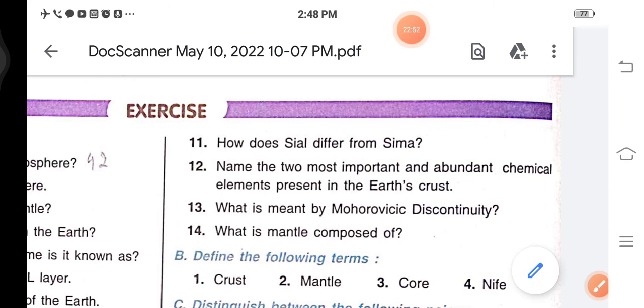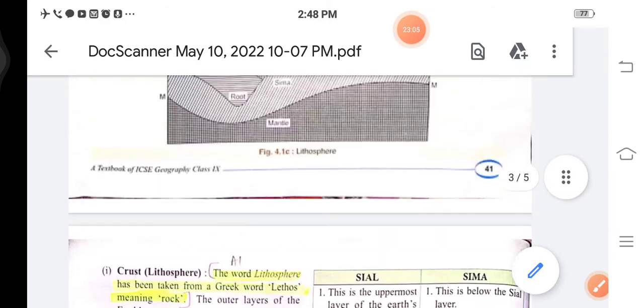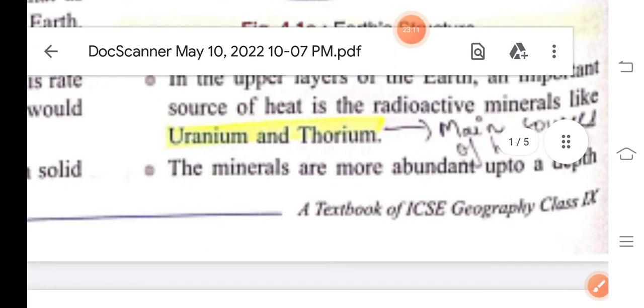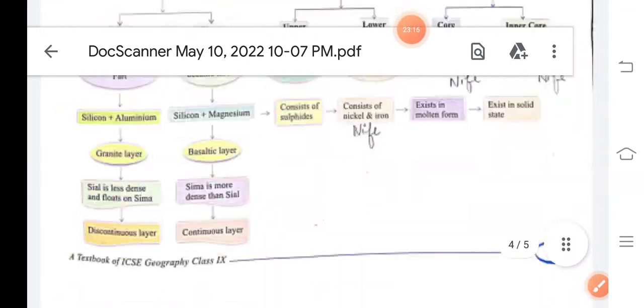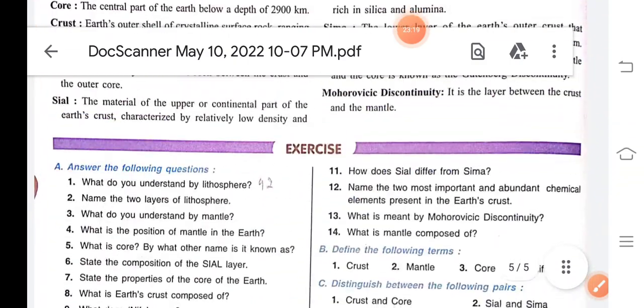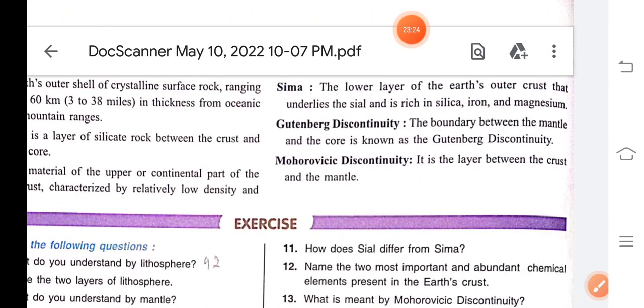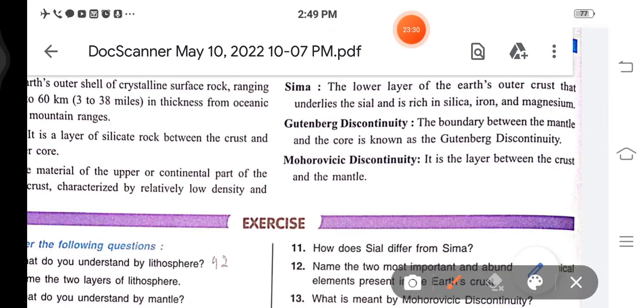Name the two most important and abundant chemical elements present in the earth crust. You know what's present in the earth's crust? Two most important chemical elements. I think we did this. Yeah, you see here. These are the two elements, uranium and thorium. I had thought only this, but I was just confused in this part. Then next, what is meant by Mohorovicic discontinuity? Here it's given, this part. Okay.